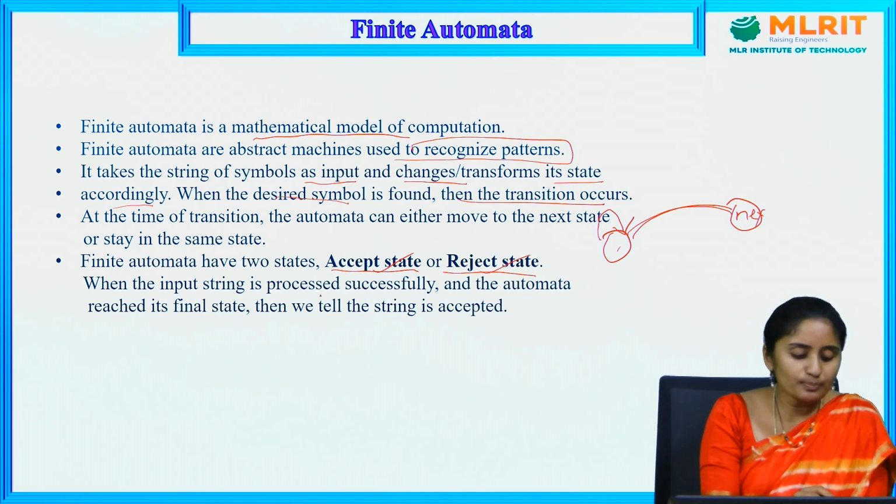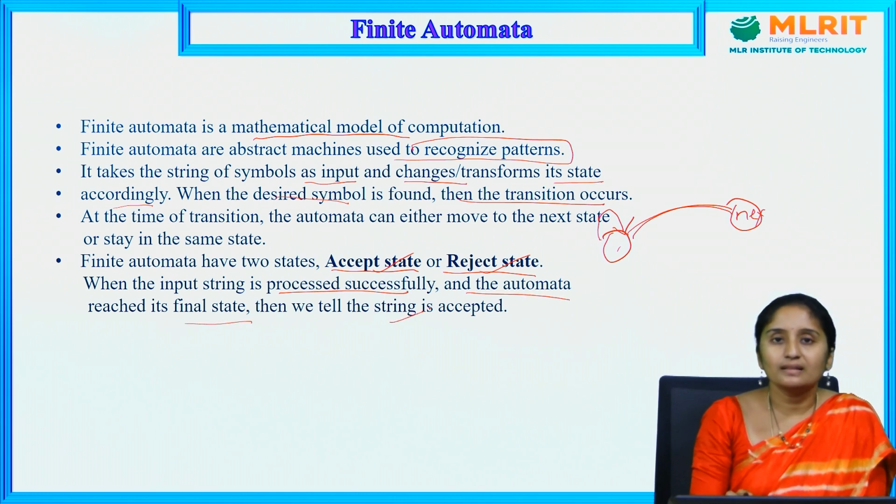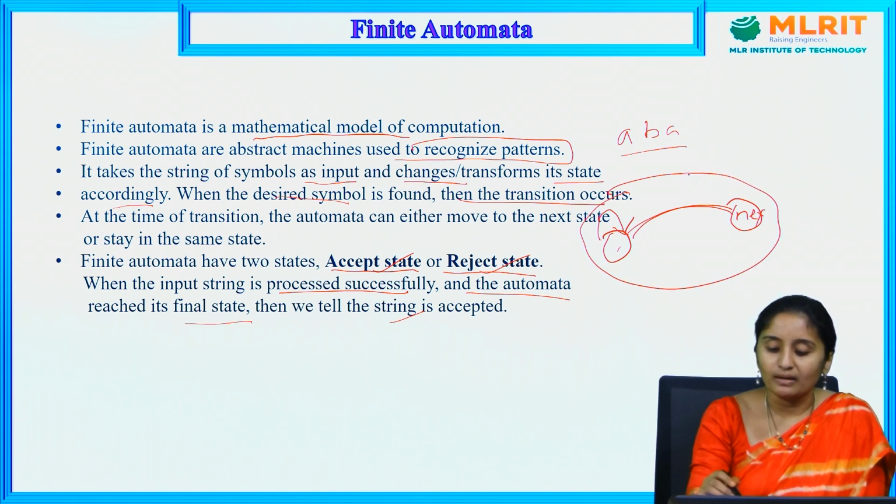When the input string is processed successfully and the automata reaches its final state, then we can tell that the string is accepted. For example, I have given you some string ABA. If I reach the final state by using this finite automata, then I can tell that the string is accepted. If I am not able to reach the final state, it is the reject state. So finite automata is a mathematical model used to recognize patterns, and we can check whether the string is accepted or not.